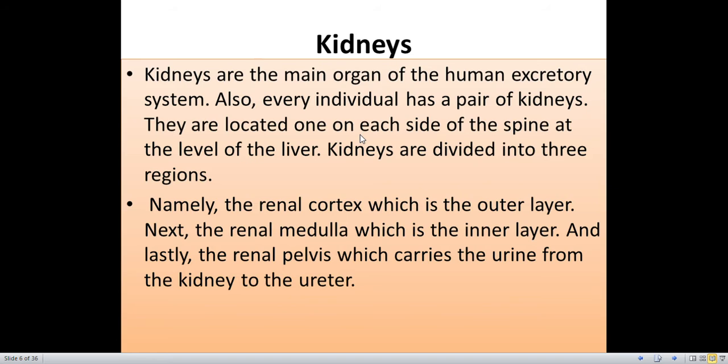Kidneys. They are the main organ of the human excretory system. Also, every individual has a pair of kidneys. They are located one on each side of the spine at the level of the liver. Kidneys are divided into three parts. What are they?